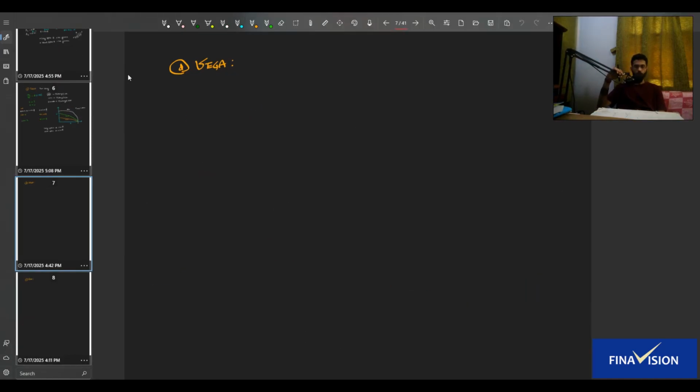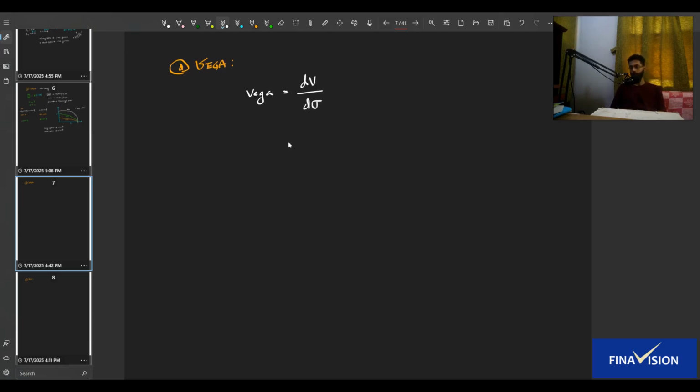So friends, now we will discuss our fourth Greek, which is vega. Vega is basically the change in value of an option with respect to the change in volatility. Let's see how the equation goes. Vega is given by the differential of the change in value of the option, dV, with respect to the change in value of the volatility, d sigma. Sigma here is the volatility.